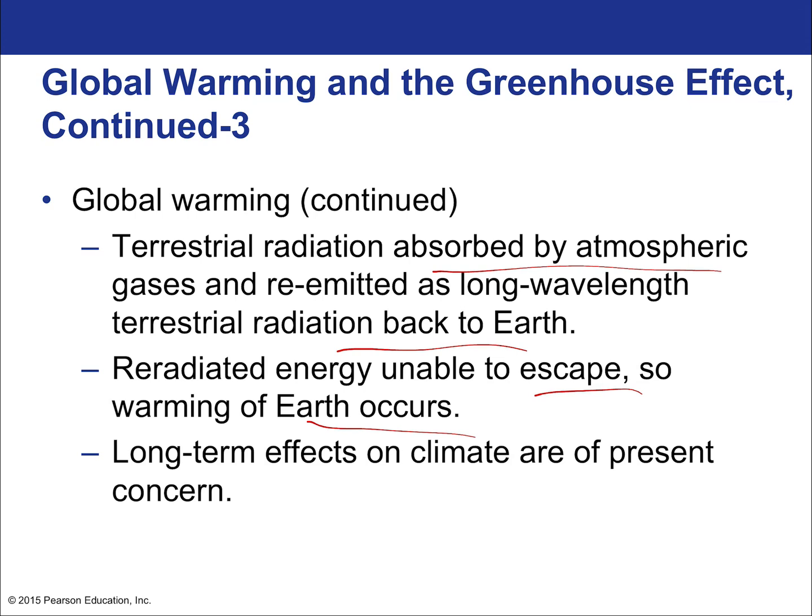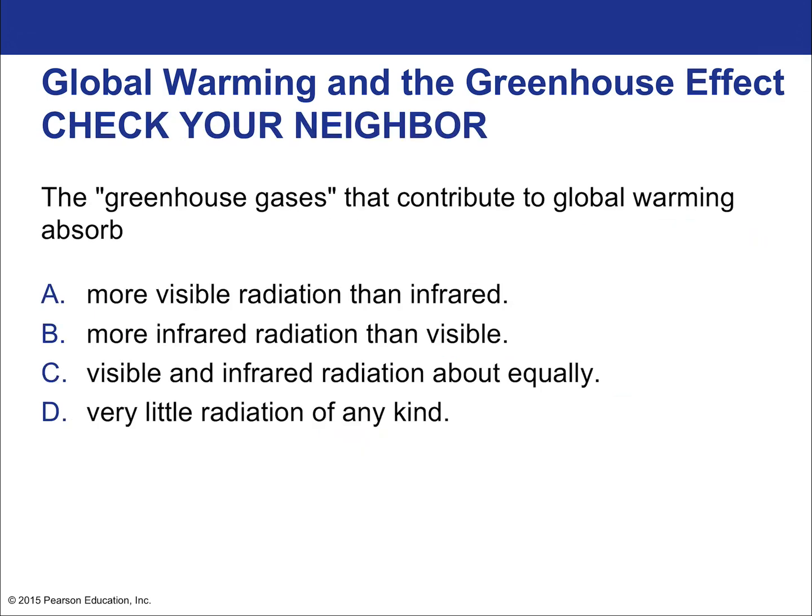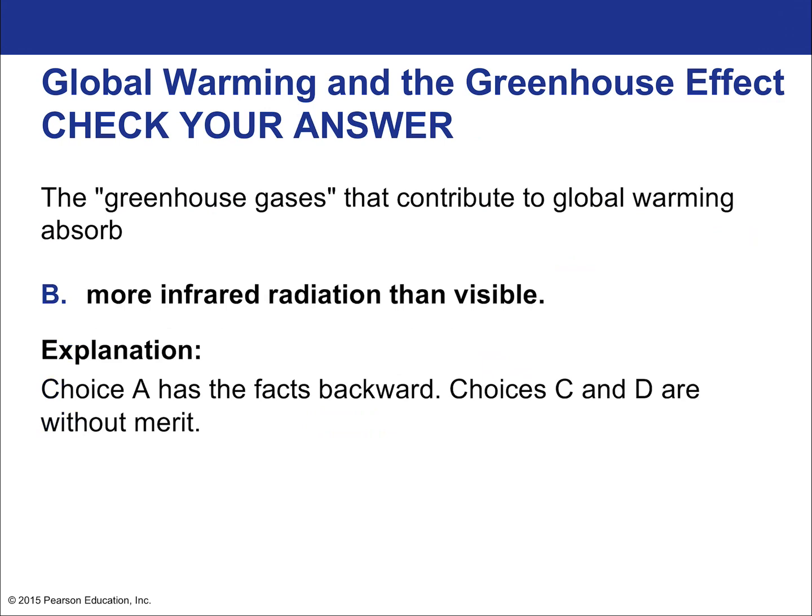And notice that we mentioned these particular atmospheric gases. There are certain gases that play a key role in absorbing that long wavelength radiation and re-emitting it. H2O is a big one, so water in the atmosphere. Ozone is a really big one, okay? Carbon dioxide is another. So long-term effects on the climate are a present concern. The greenhouse gases that contribute to global warming absorb more infrared radiation than visible. That's the whole point, because that's the type of radiation being emitted by the surface of the Earth, the rocks, the valleys, even the ocean, and that's what needs to get bounced around, okay?